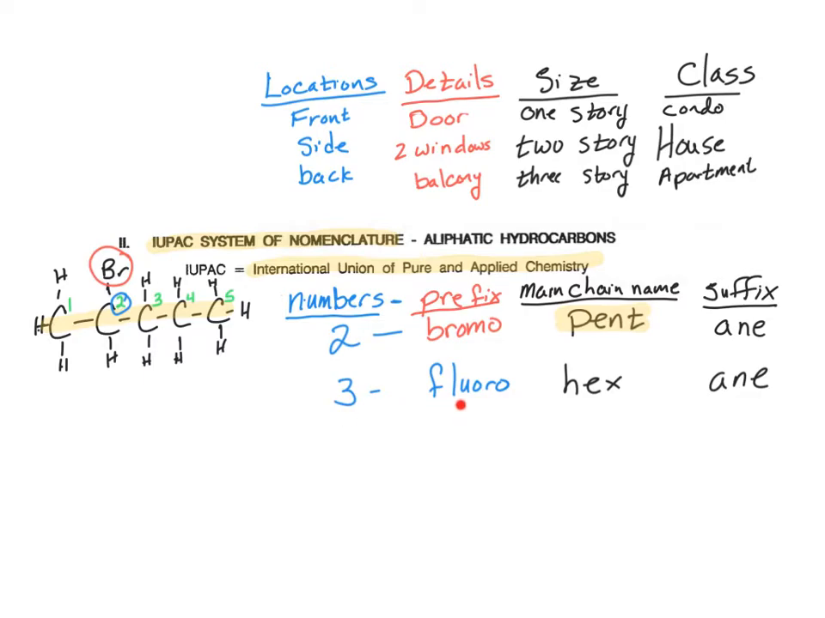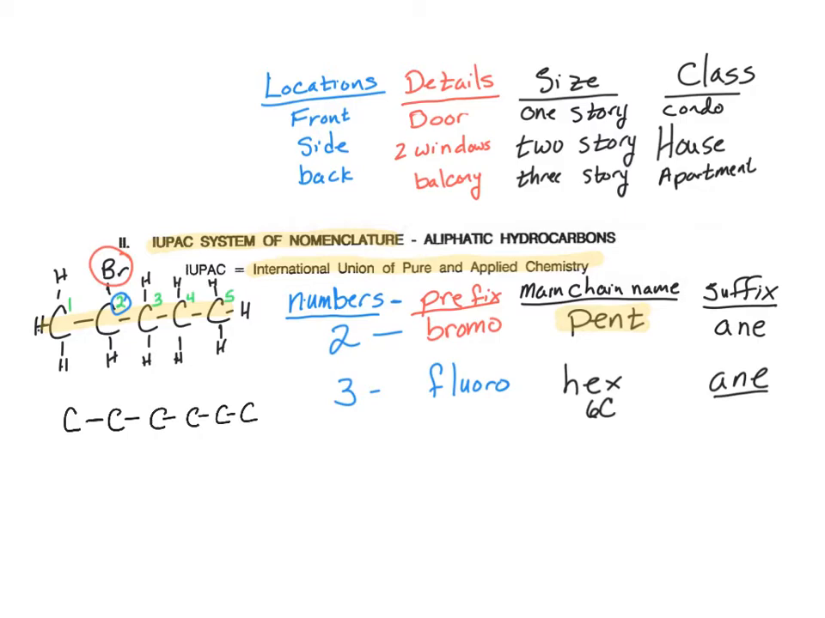Here, I've given you a name, and you should be able to draw what the chemical looks like. Where we start is also going backwards. We'll start with the ane at the end. That tells us that everything is going to be single bonded. Then we see the part that says hex, the main name, and that tells us that there are 6 carbons in the main chain. All of those should have single bonds between them.